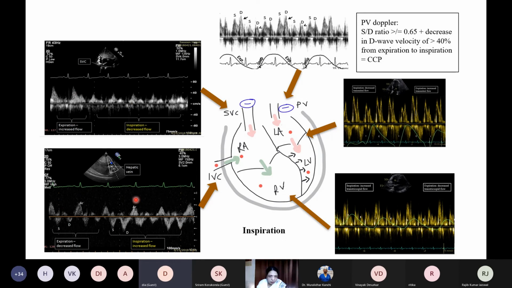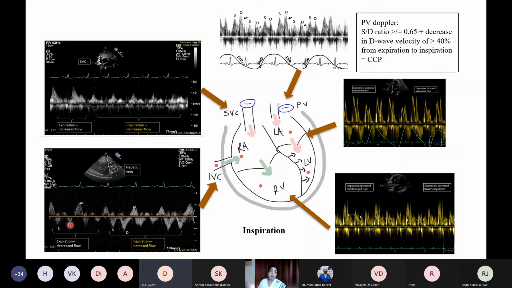On the hepatic vein side, as I told you, there is reversal. The D wave is many a times reversed. Here it is shown only, it has become small. But D wave reversal in expiration and prominent AR is the hallmark of constrictive, which differentiates it from restrictive cardiomyopathy. And why does one have to do all this jugglery?